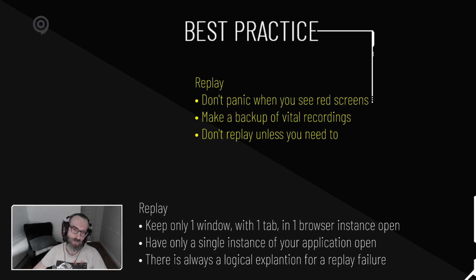For the replay, do a backup of your vital recordings. If you have some super important process and you just want to do the replay because you're updating parts of it, or you want to try it out or whatever, just make a backup. So you have a backup. In Attain, there are version numbers, so you can always go back to a previous version. You can always downgrade. But it's still nice to have a backup just in case.